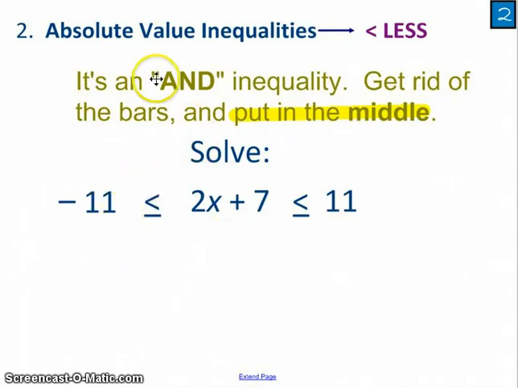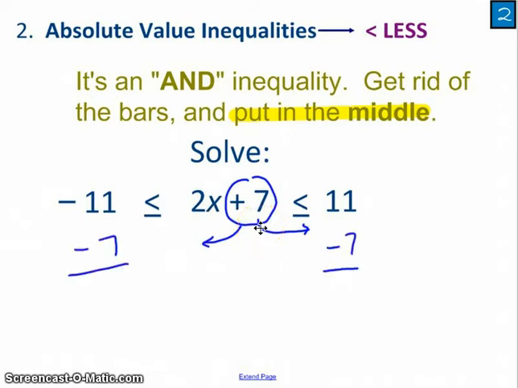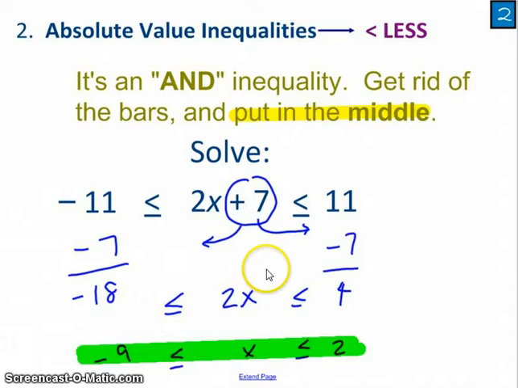Now, like I said, this is an and inequality, and you're going to solve for x, which is between two arrows. Which means I've got to move 7 out of the way first. Go ahead and do that. I should end up with negative 18 on the left and 4 on the right, and I only have 2x now in the middle. I divide by 2, and I find that the correct answer is that x is greater than negative 9 and less than 2. I should have said or equal to in both cases.